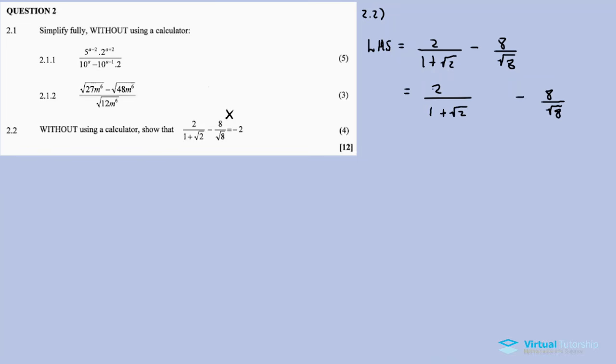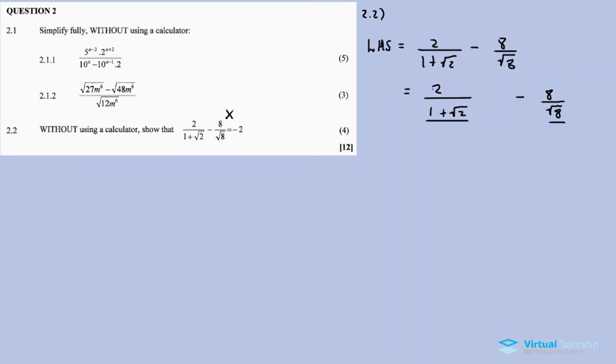Now look, my denominator for the first fraction is 1 plus the square root of 2, and then the denominator for the second fraction is the square root of 8. When I rationalize, I'm multiplying by 1. You multiply by 1 here, and here I also multiply by 1, right? I multiply by 1.